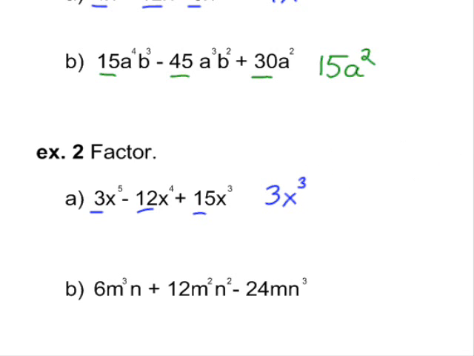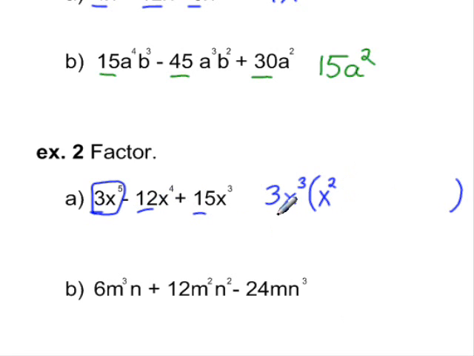So we now have our GCF, 3x to the third, and now what we want to do is draw some parentheses, because we're going to be writing what's left over inside these parentheses, and we're going to do that by dividing. So we're going to look at this first term, and we're going to divide it by 3x cubed. 3 divided by 3 would be 1, and x to the fifth divided by x to the third, when you divide common bases, you subtract their exponents. So 5 minus 3 would be 2.